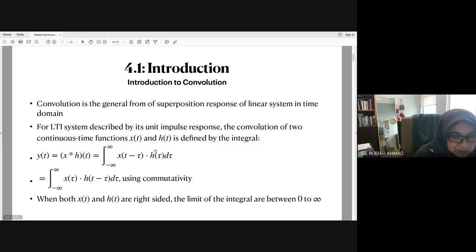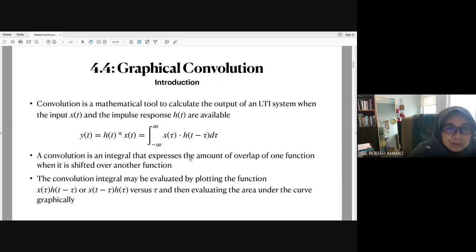Later we will see the explanation for all of it. When both x(t) and h(t) are right-sided, the limits of the integral are from 0 to infinity. If, for example, we have functions for t more than or equal to 0, then the limit will be 0 to infinity. Okay, that is convolution in general. So what we're going to do afterwards is what we call graphical convolution. And this convolution will be used as well for discrete time systems.